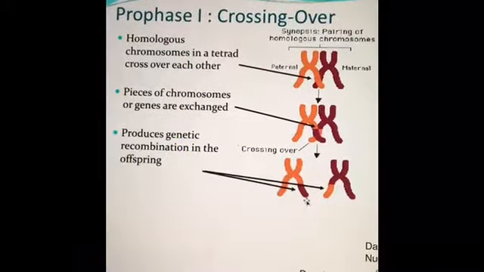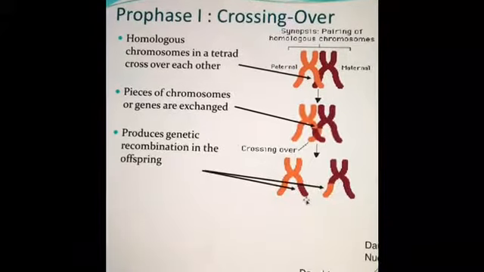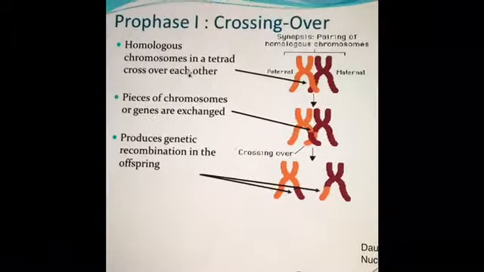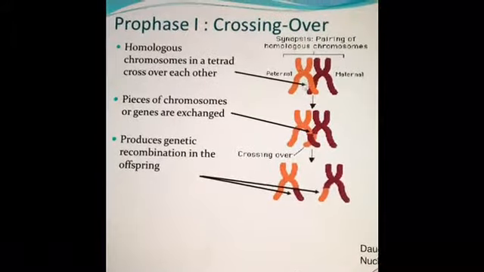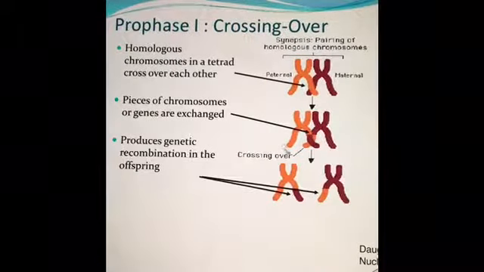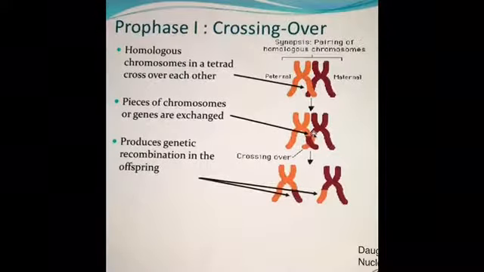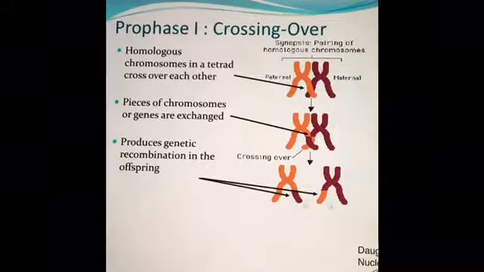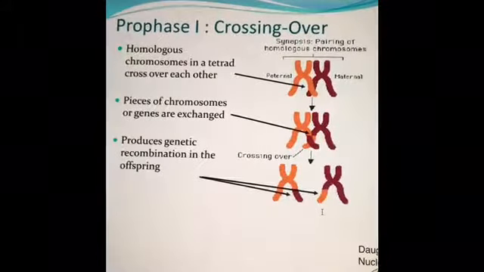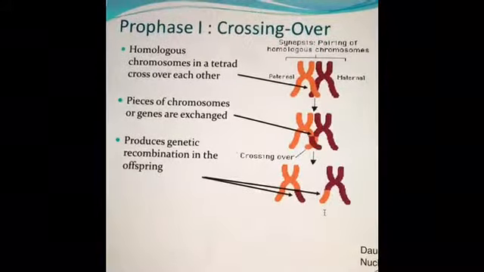And crossing over occurs during prophase 1 of meiosis, and it's when homologous chromosomes, tetrads, cross over. This is the exchange of genetic information, and this is what causes genetic variation in offspring, or in the haploid cells in meiosis.